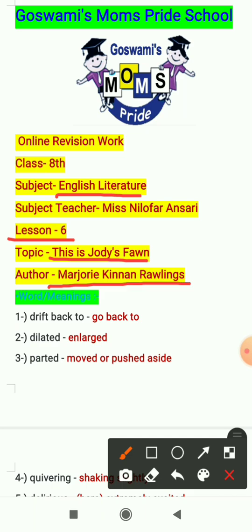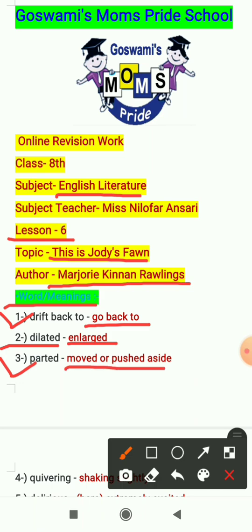First of all, let's see what are the word meanings. So the first one is drift back to. It means go back to, going a little back. Second one is dilated. It means enlarged. Third one is parted. It means moved or pushed aside. Something we are moving, something we are pushing to a side. That time we can use the word parted.